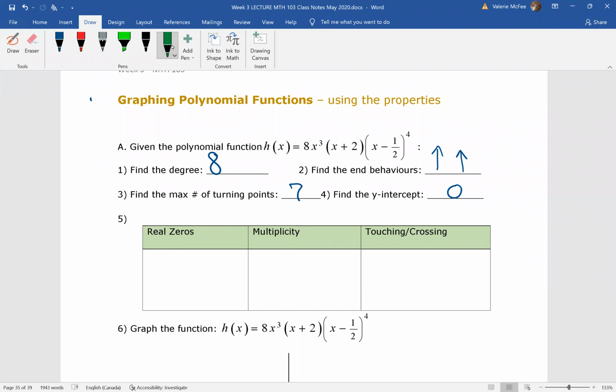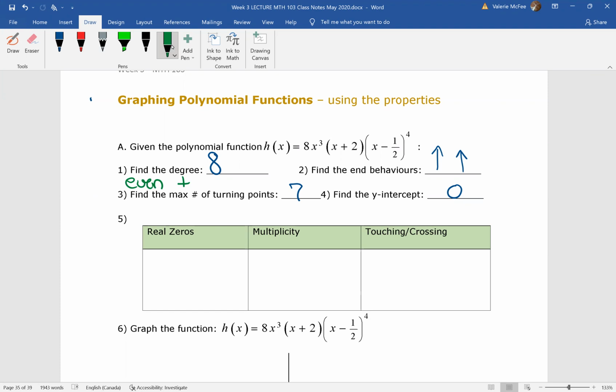How did you do with these? You found that the degree is even. It has a positive leading coefficient. That means that both ends are rising on the left and the right. You have to tell me what both sides are doing. The maximum number of turning points, one less than the degree, is 7.